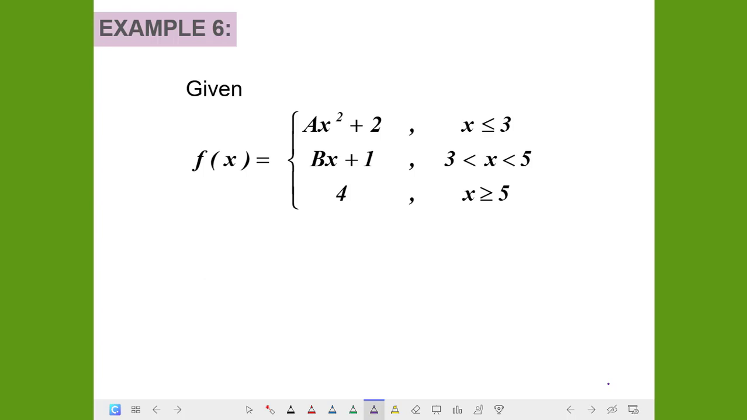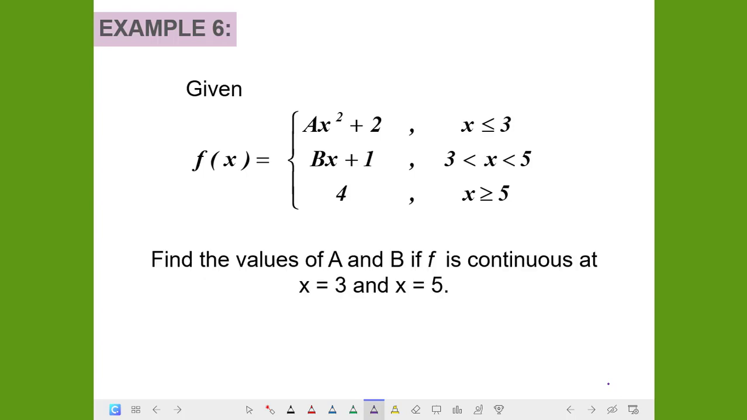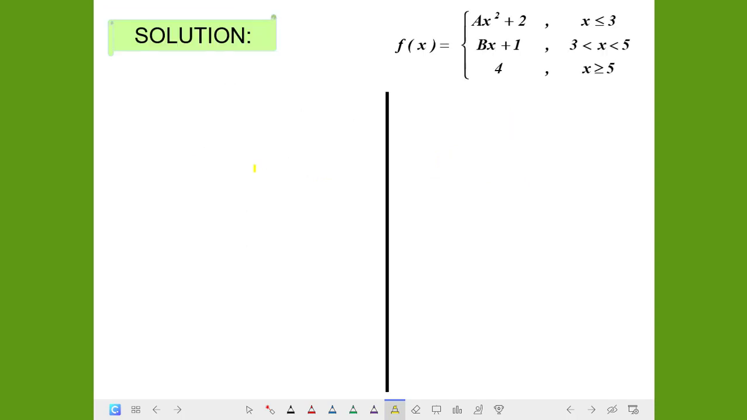Example 6. Given this piecewise function, find the values of a and b if f is continuous at x equals 3 and x equals 5. So transfer this piecewise function to a number line. So here is 3 and 5.